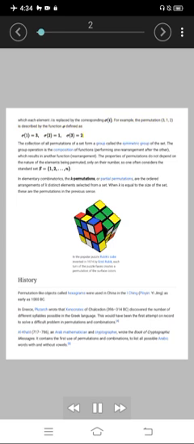The collection of all permutations of a set forms a group called the symmetric group of the set. The group operation is the composition of functions, performing one rearrangement after the other, which results in another rearrangement. The properties of permutations do not depend on the nature of the elements being permuted, only on their number, so one often considers the standard set.